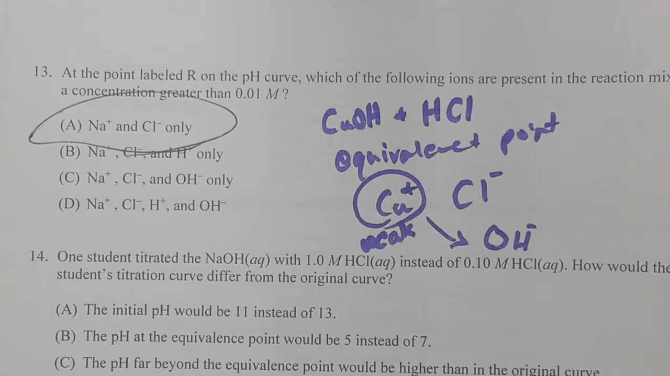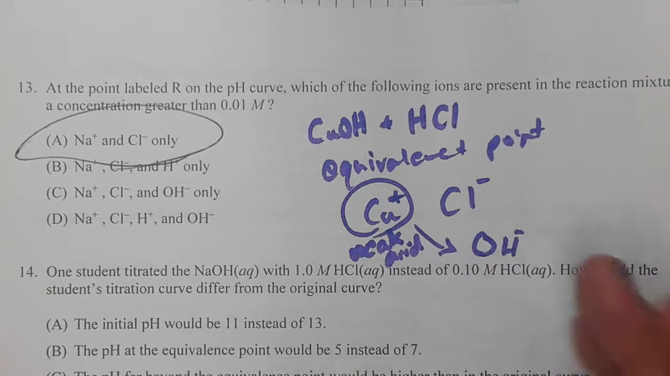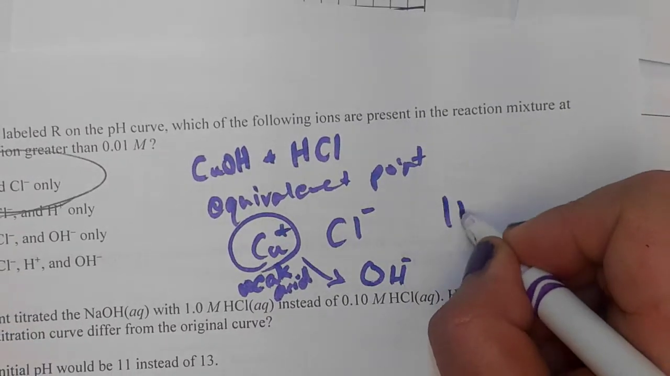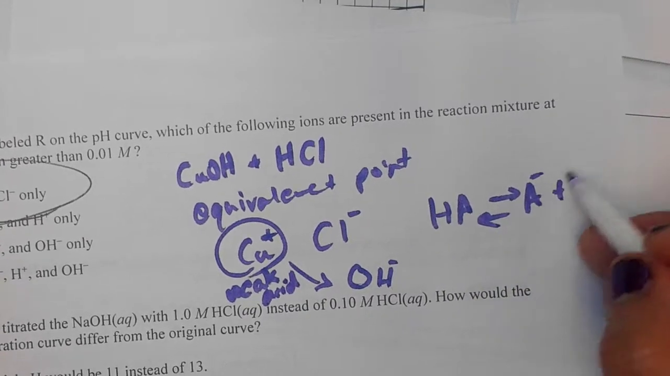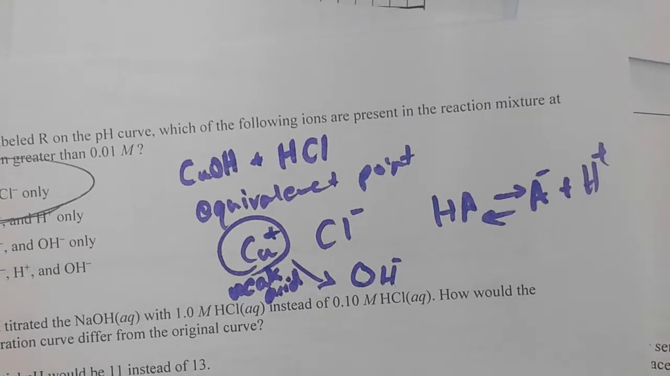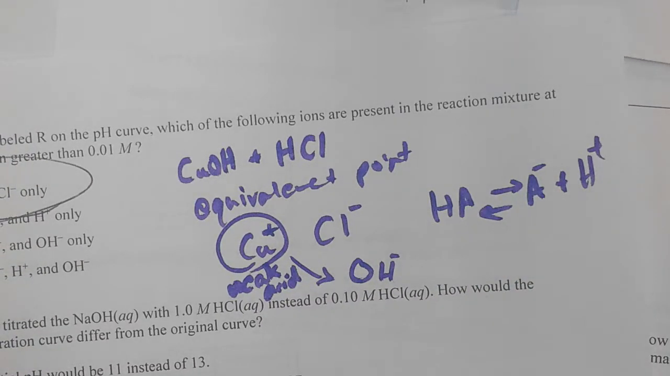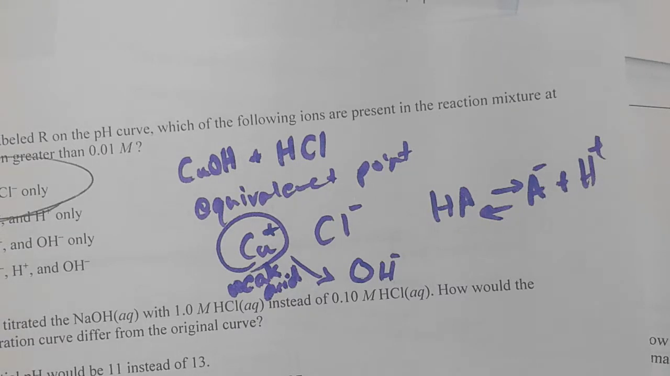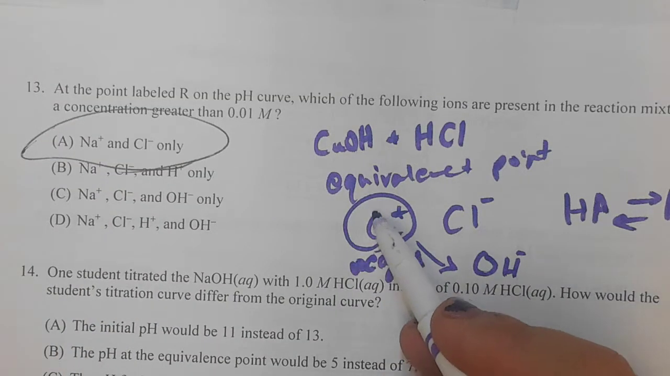So donating H makes it acidic. This is an acid, so this is a weak acid. Remember how we do the weak acid? We have HA. So it's going to do this: A minus plus the H plus. So it will do this strange thing with how acids work. So it will have another one.